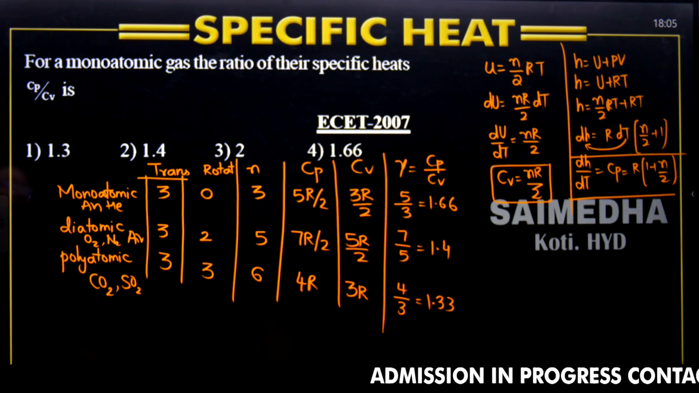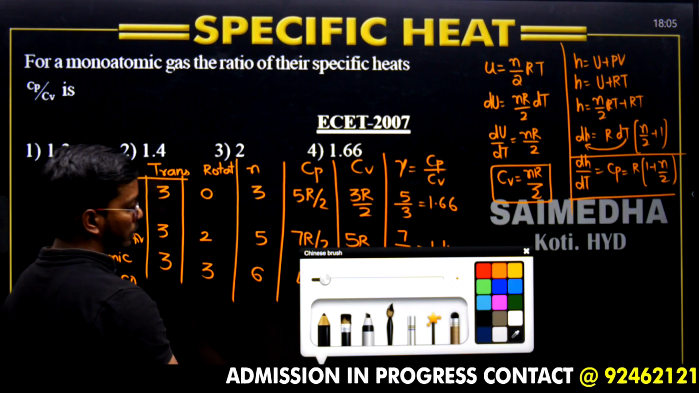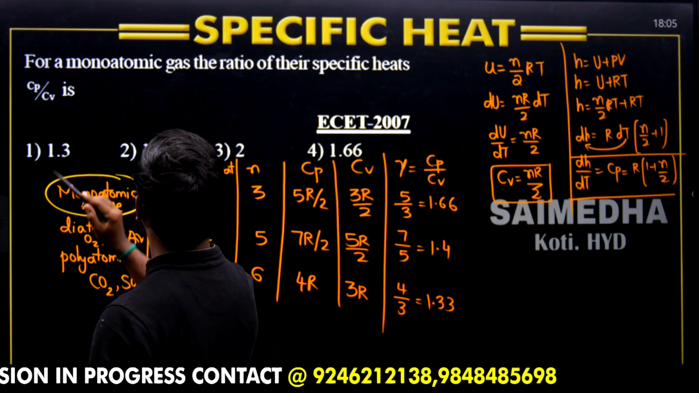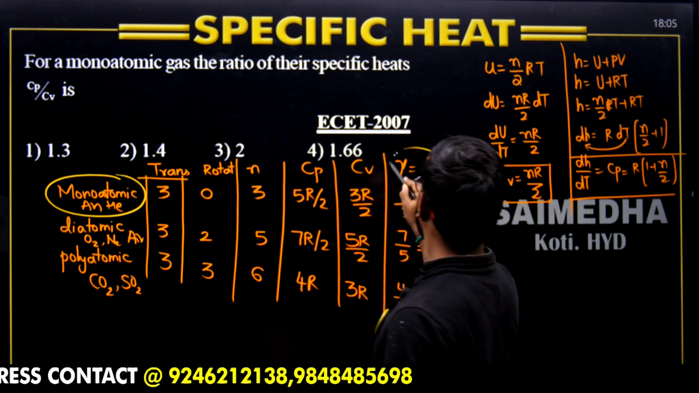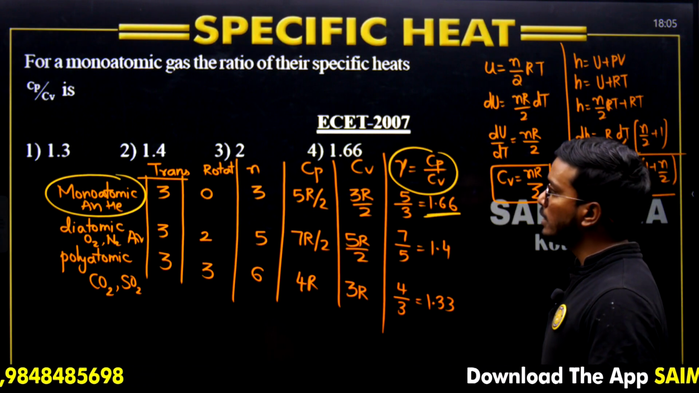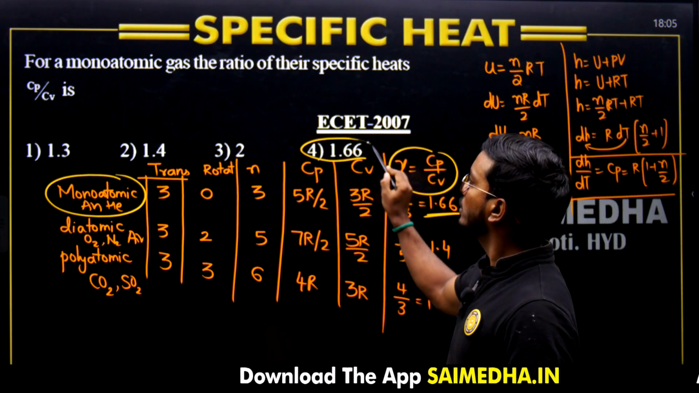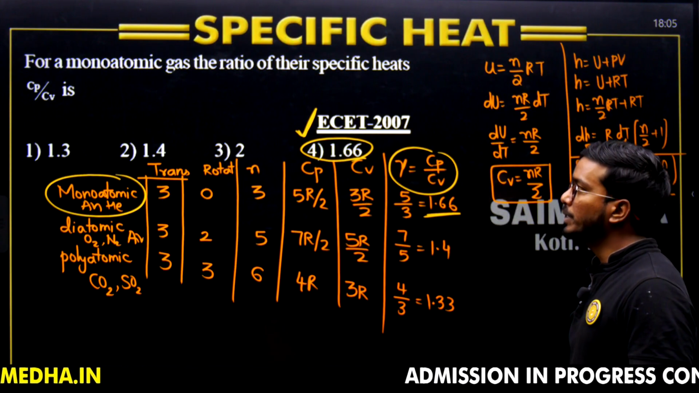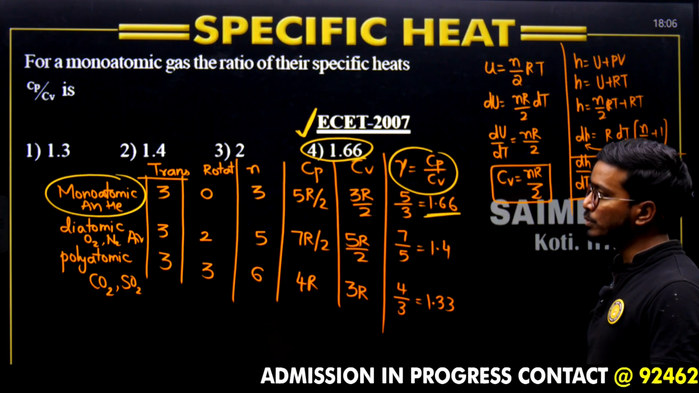Now the question asked is for a monoatomic gas. What is the ratio of Cp by Cv? What is the ratio of Cp by Cv value here? 1.66. So this is going to become your final answer. ECET 2007. Okay. Repeatedly asked the question in 2013 also.